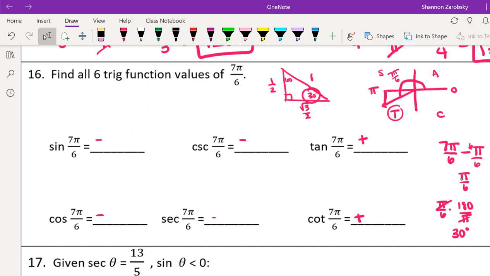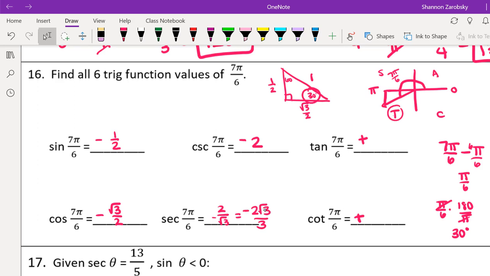So the sine is going to be opposite over hypotenuse, which is 1/2 over 1 is 1/2. The cosecant is the reciprocal, so that's -2. The cosine is going to be this negative square root 3 over 2, and then if I reciprocate that, I'm going to get 2 over root 3, which I've rationalized that enough times to know that that's just 2 root 3 over 3. Keep the negative sign.